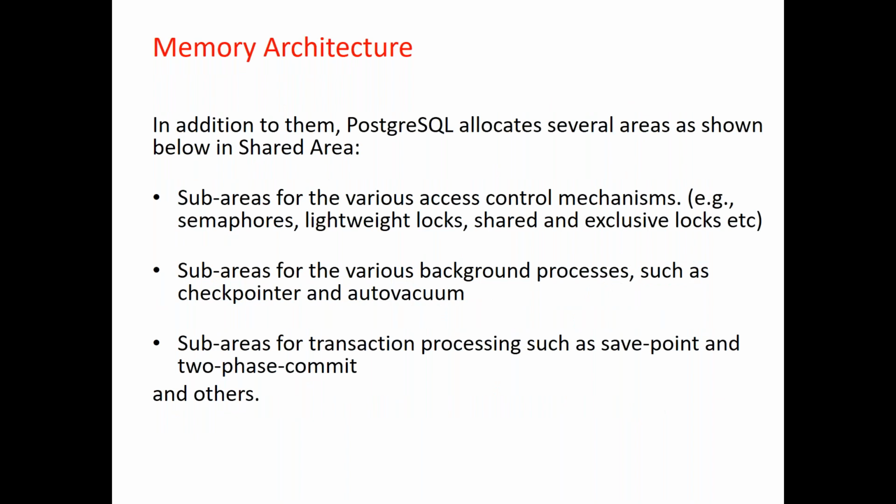In addition to this, there are some other small areas, for commit log, for example. I think I told you there is a process array which contains all the processes. So there are sub areas for each background process. These processes are also there in that shared area itself. There are also sub areas for transaction processing, just keeping track of the transactions that are happening.